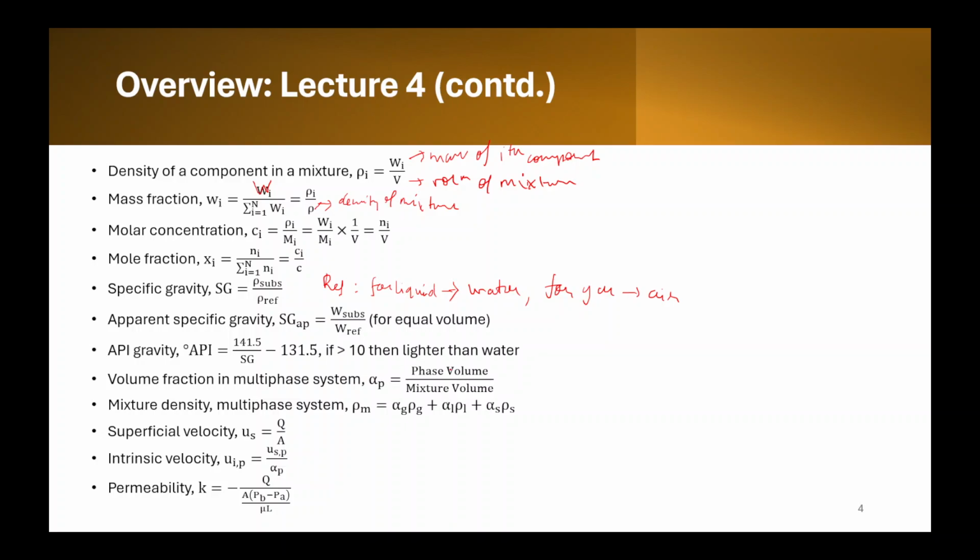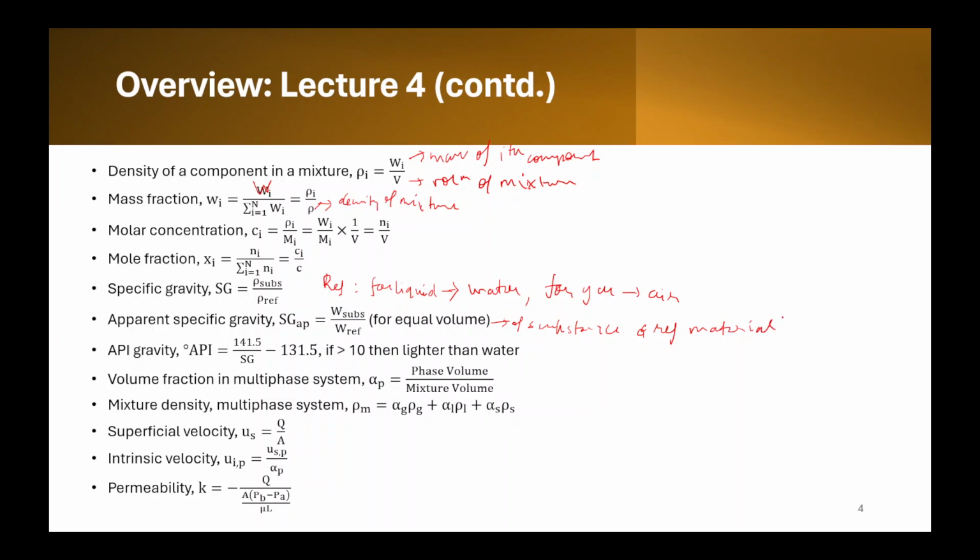And the apparent specific gravity is for those substances which have equal volume. So the weight of the substance and the weight of the reference is compared. So this is for the equal volume of substance and reference material.